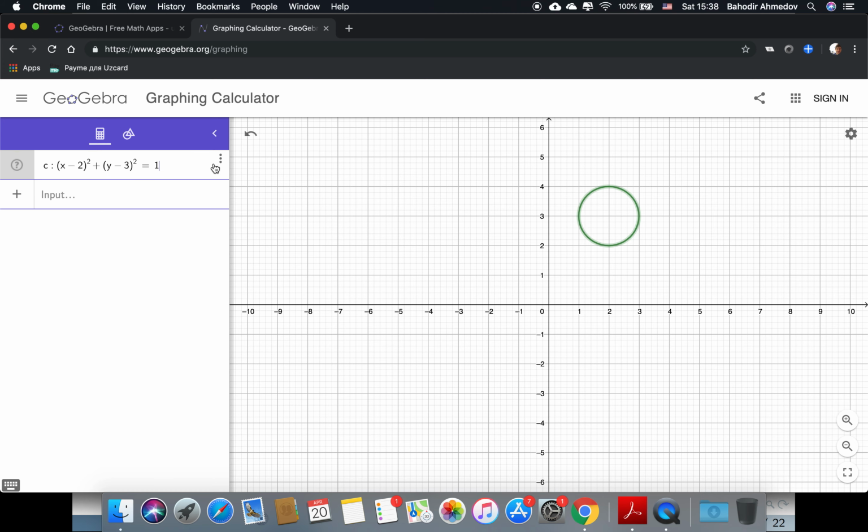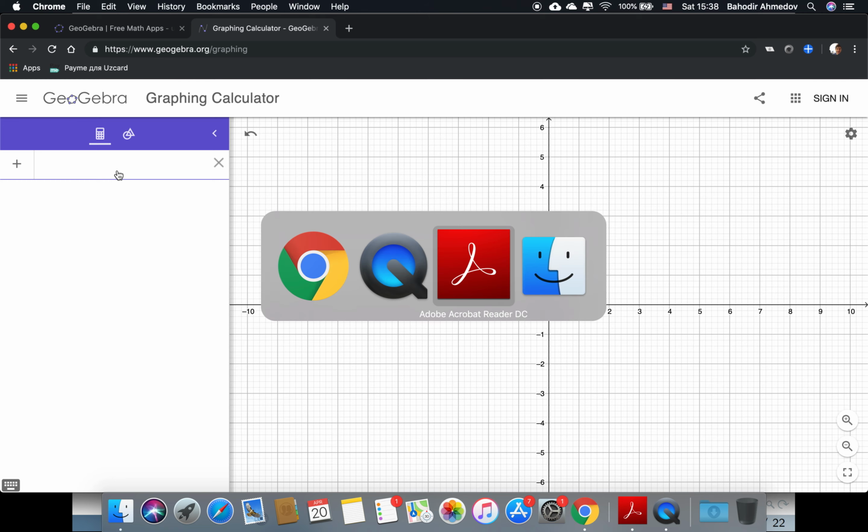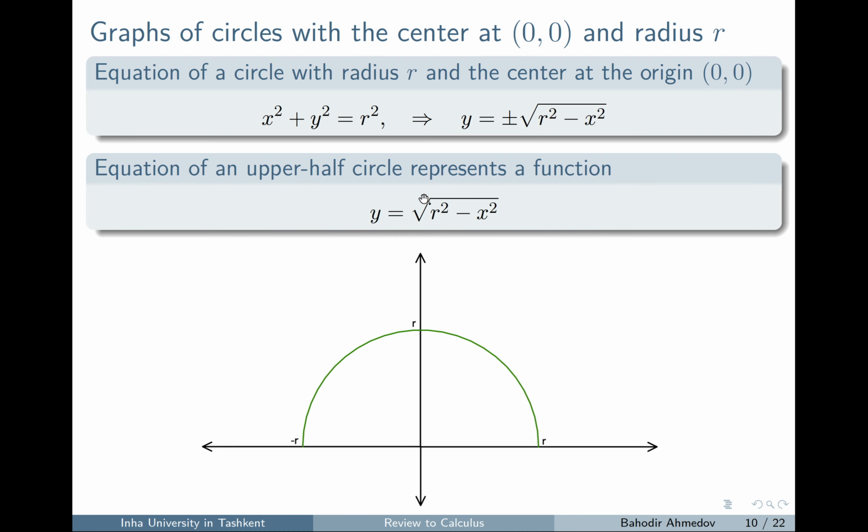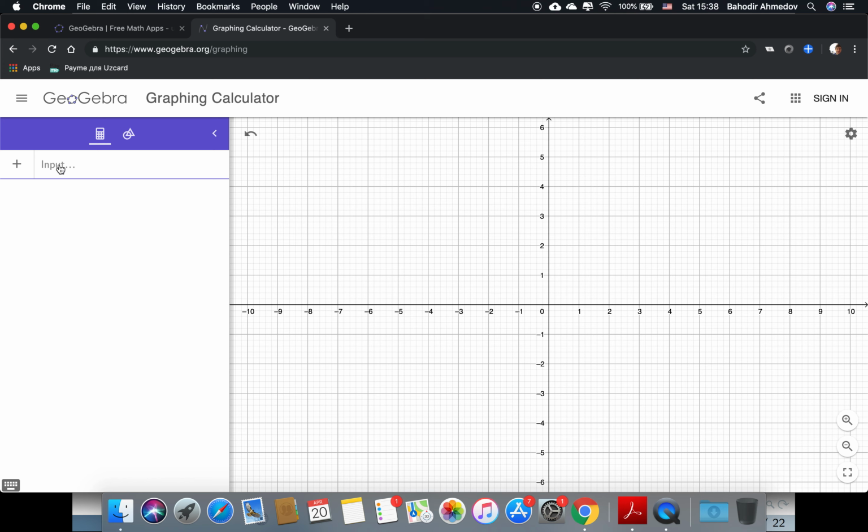Now let's delete this in order to draw another circle. We say that the upper part of the circle can be written as the square root of the radius squared minus x squared, right? The center is still at 0 and 0. If I would like to draw the curve x squared plus y squared is equal to 9, it's going to be a circle with a radius 3 and a center at 0 and 0.